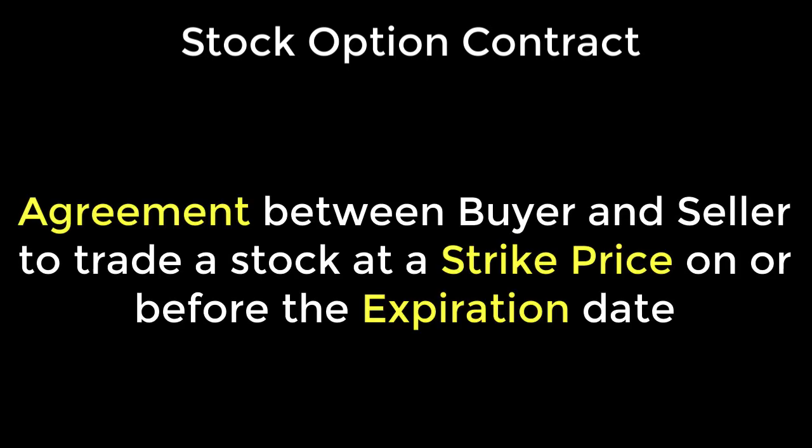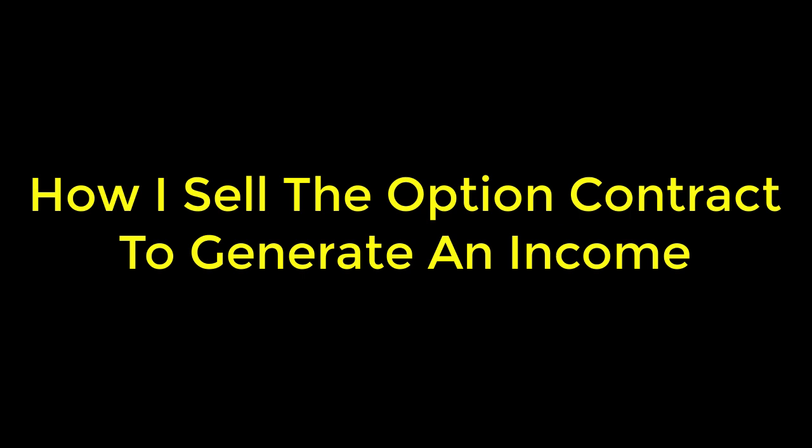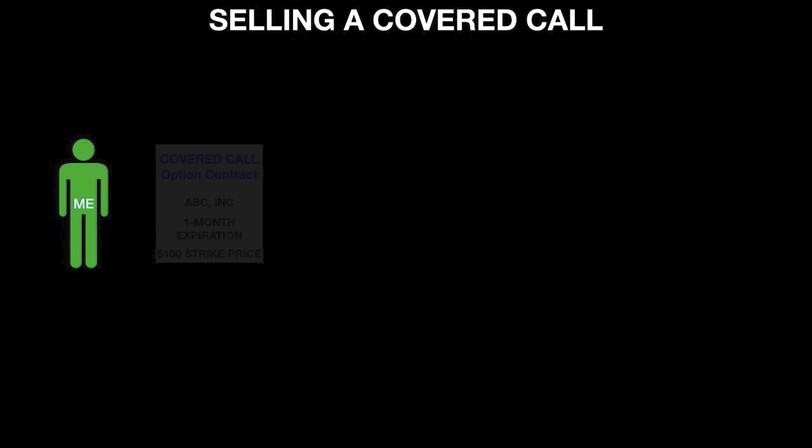Now that you've got a basic understanding of what a stock option is, right? It's an agreement between a buyer and a seller to trade an underlying stock at an agreed upon price, the strike price, on or before the expiration date. I'll describe how I sell the option contract to generate an income. I'm going to use myself in this example of selling a covered call.